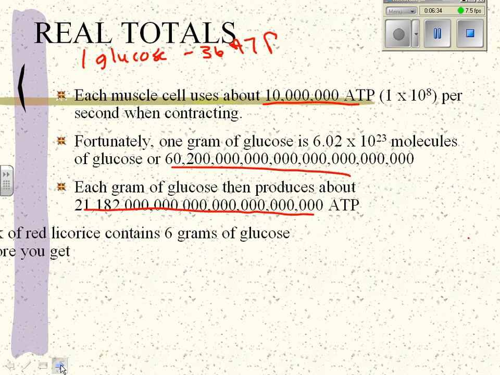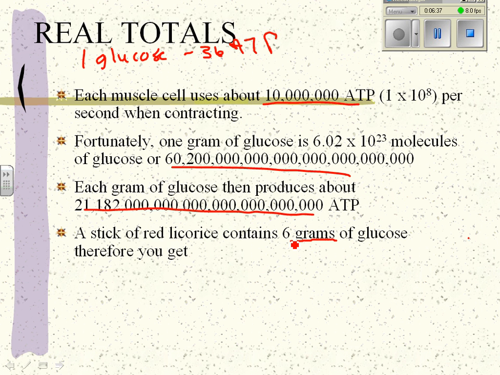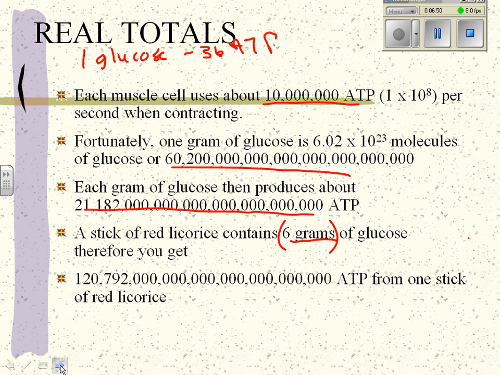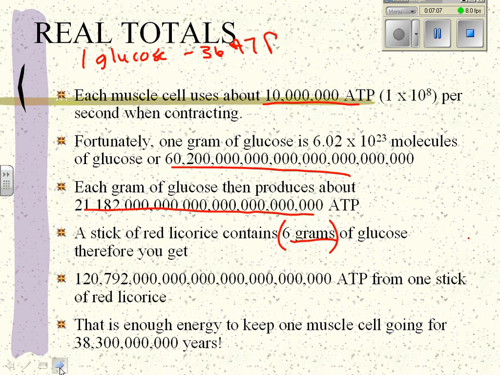A stick of Twizzlers, a full stick of red licorice, contains 6 grams of glucose. One of the big long Twizzlers, I'm a big fan of red licorice. 6 grams of glucose. So from that one stick of red licorice, you get 120 nonillion ATP. Now hold on. Every muscle cell is using 10 million ATP per second. From that one stick of red licorice, I did the math for you. That's enough energy to keep one of your muscle cells going for 38 billion years.